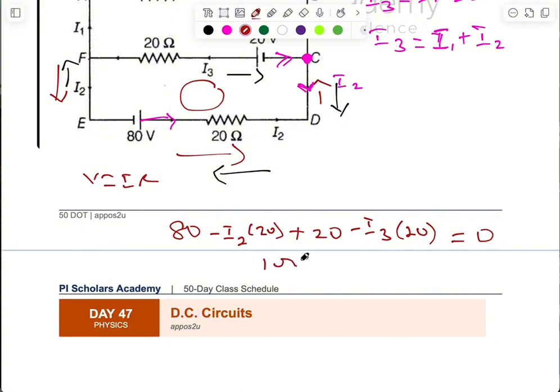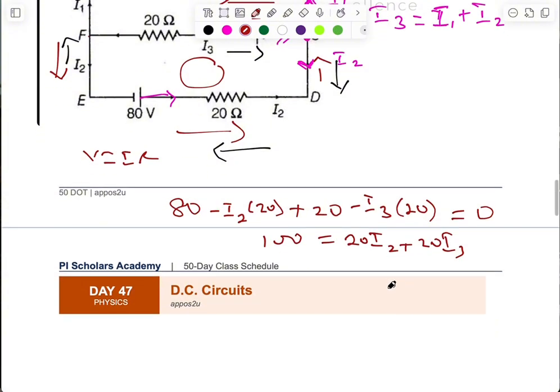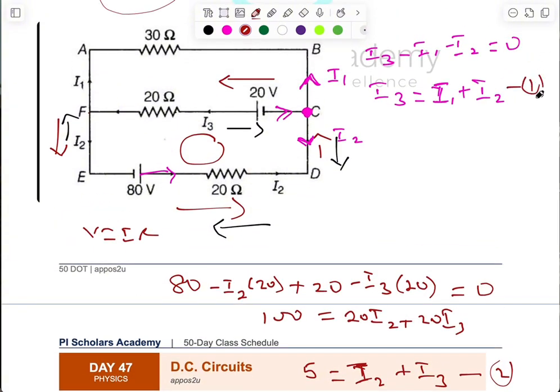So that will be 100 equals, if I take all of these to the other side, 20 I2 plus 20 I3. So you can divide both sides by 20, so this will be 5 equals I2 plus I3. Let's call this equation 2. This will be our equation 1.